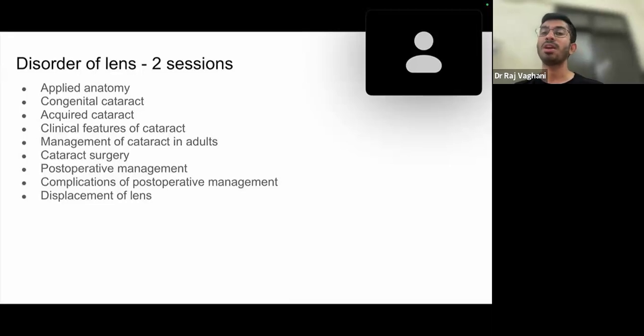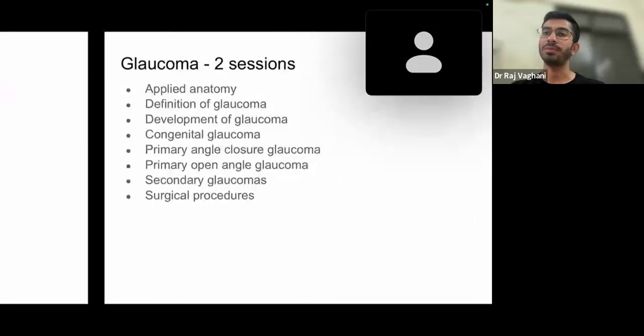Post-operative management of any surgery is as essential as during the surgery. So post-operative management is very essential. We'll discuss the complications, and after you have undergone cataract surgery, what things you should do to prevent any complications that could arise from it. Then again, we'll discuss the displacement of lens. So this is all about the lens, and our main focus here would be cataract surgery.